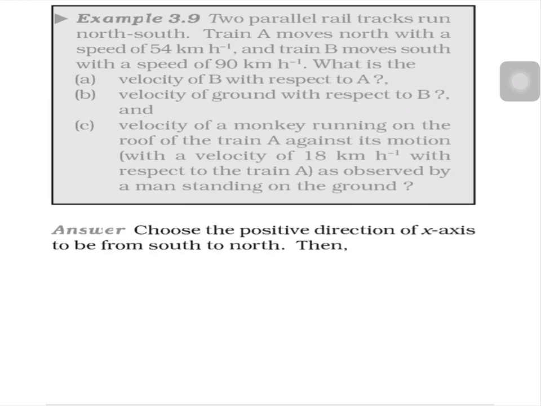Two parallel rail tracks run north-south. Train A moves north with a speed of 54 km per hour and train B moves south with a speed of 90 km per hour. What is the velocity of B with respect to A? And second, the velocity of the ground with respect to B.